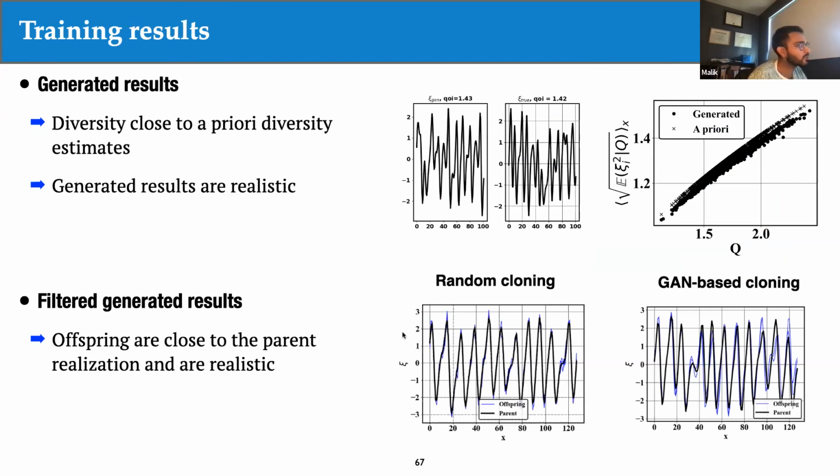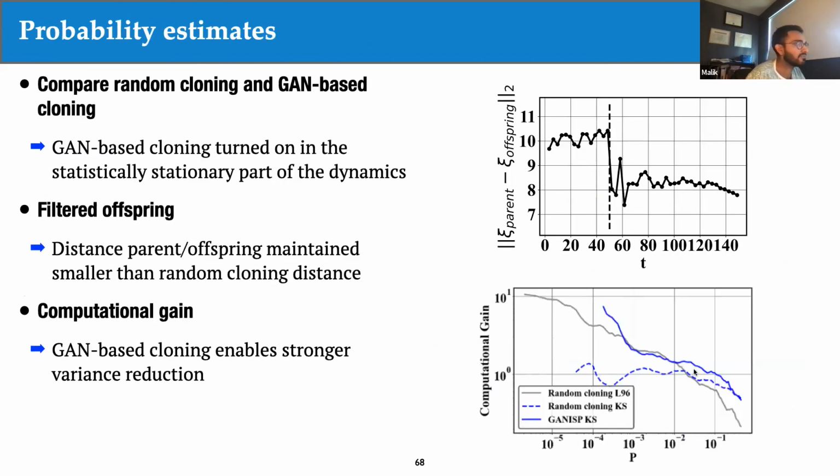When you use random cloning, if this is the parent realization, the black line, and the blue line is the random clones, this is what the GAN would generate. So things that are smooth, even though they are clones and consistent with the energy of the observable, are still spatially coherent. And we did manage to get some variance reduction. Without using this, we were getting almost no variance reduction. This is the blue dashed line that we get using random cloning, and the solid blue line is what we get using the GAN-based method.